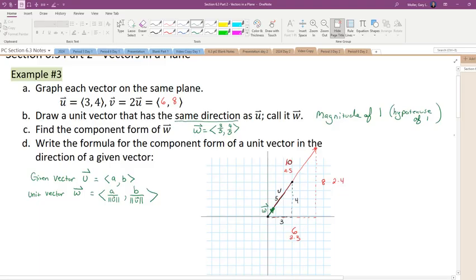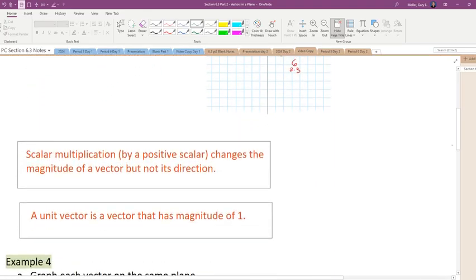Should make perfect sense. All right, so let's take a look at a couple definitions here. Scalar multiplication by a positive scalar, so multiplying by a positive number, changes the magnitude, the length of the vector, but not its direction. Okay, and we saw that happen twice. We scaled it by 2, we scaled it by a fifth, and we saw that it kept the same direction, just changed the length. A unit vector is a vector that has a magnitude of 1.